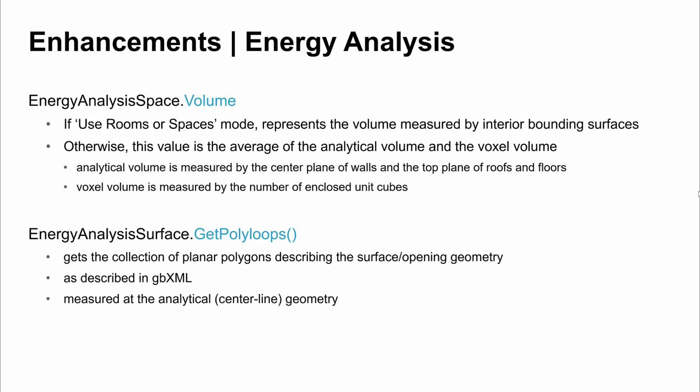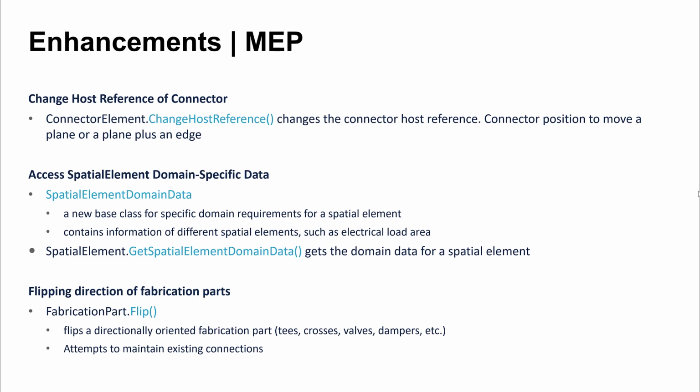You can also start to get the poly loops of an analytical surface. So this is basically a collection of planar poly loops that describe the surface and opening geometry of an analytical surface. It's basically done in the way it is described in GBXML, and currently it's measured at the analytical geometry, so centerline geometry. In terms of MEP, a few enhancements.